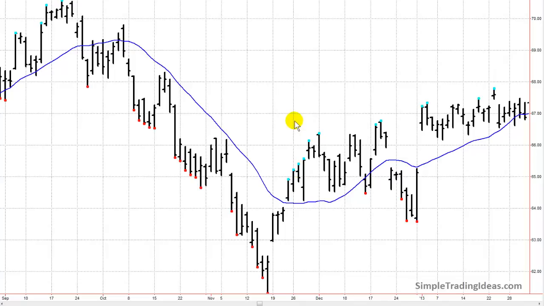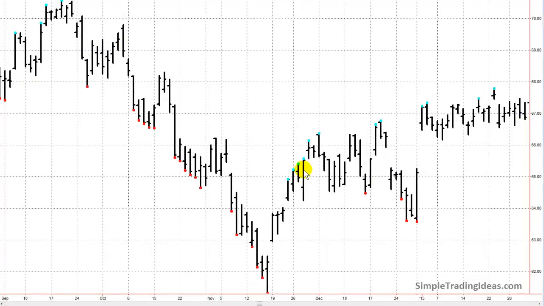Now let's move on to another very basic ETF trading strategy. Okay. Now, I've removed the moving average, our 20 period simple moving average, and what you see here are a series of light blue dots and light red dots, and what each of these dots represents is, in this case, the light blue dots represent new highs.